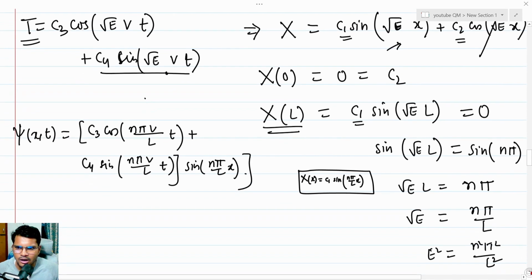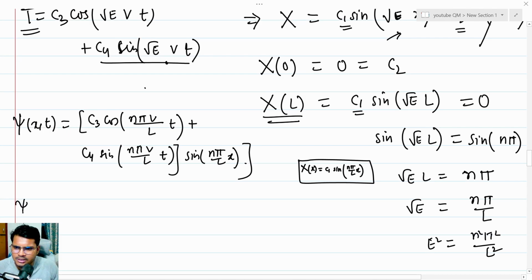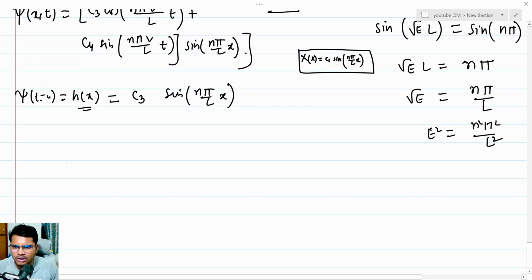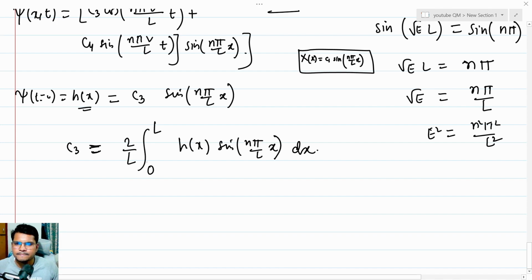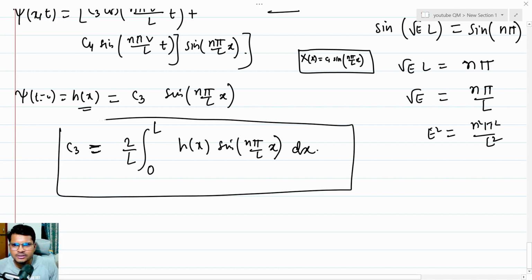Now I can use the other initial conditions, right? Let's say we look at what happens at t equal to 0. When t is equal to 0, I get h of x equal to, there is only c3, and c4 is already gone, and I get over here sine nπ over L into x, correct? Now using the Fourier transformation or so on, I can write c3 becomes 2 by L, integral 0 to L, h of x sine nπ by L into x. So this is how we found out what c3 is.